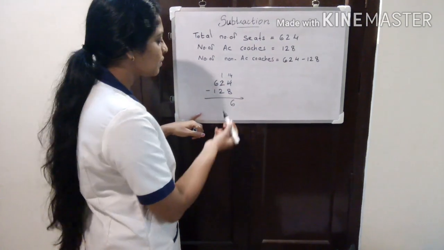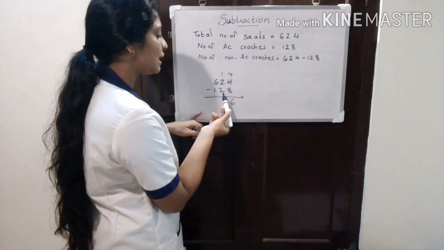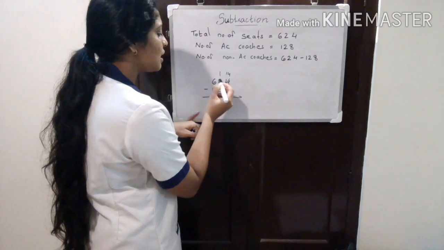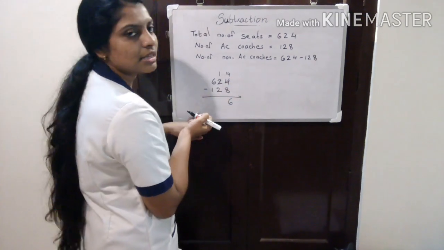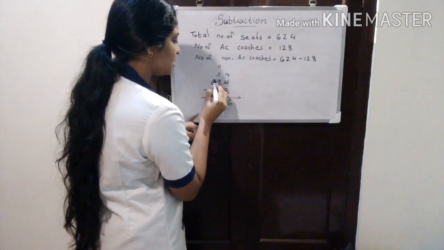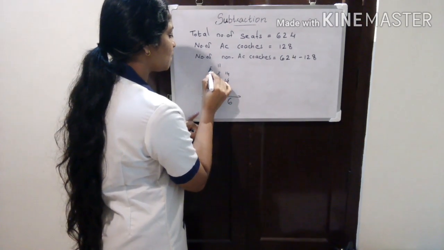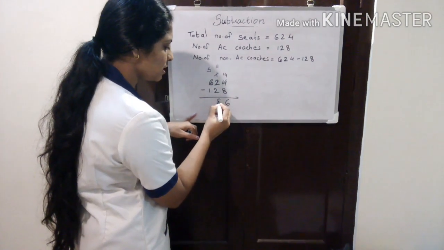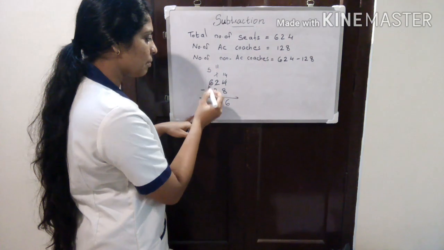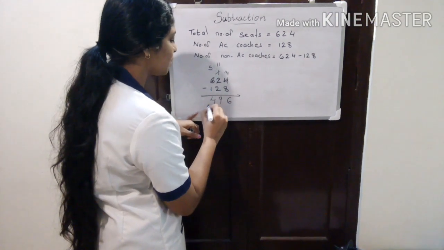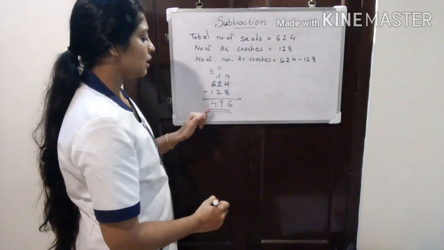Moving on to next column. Subtract 2 tens from 1 ten. 1 is less than 2. Then borrow 100s from 600s. Then 1 becomes 11 and 6 becomes 5. Then 11 minus 2. 11 minus 2 is 9. Moving to last column, 5 minus 1. What is 5 minus 1? That is 4. Here the answer is 496.